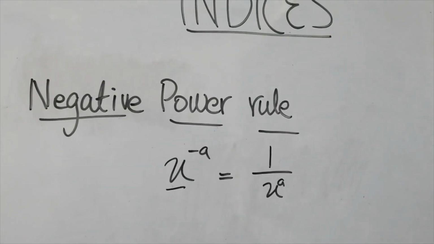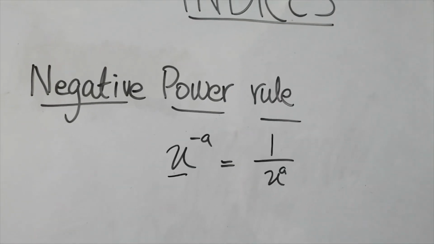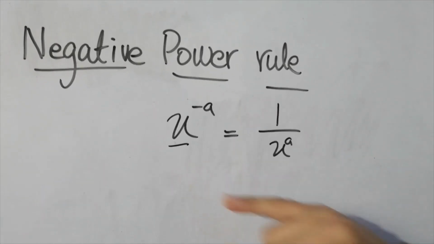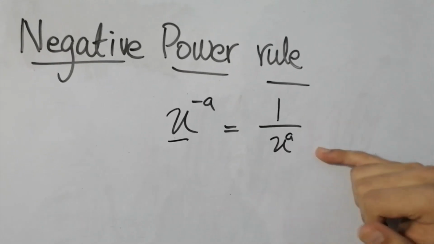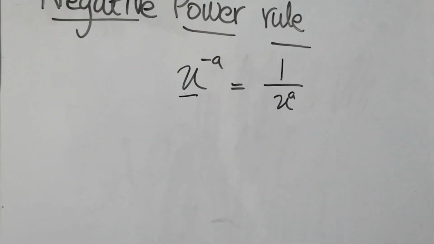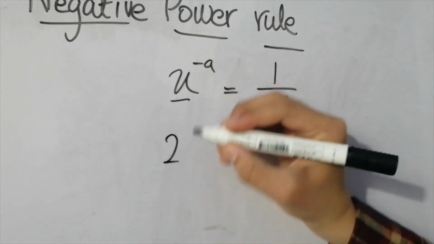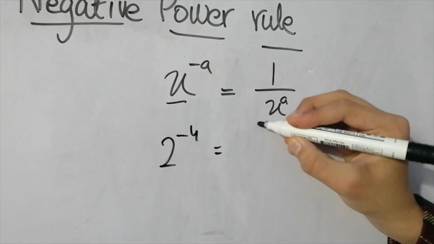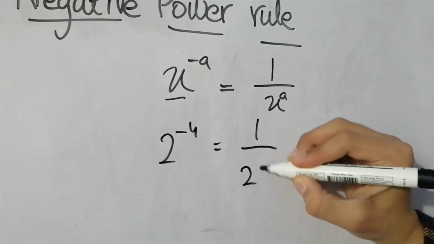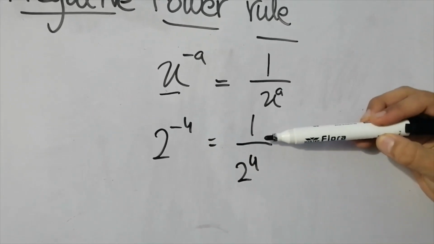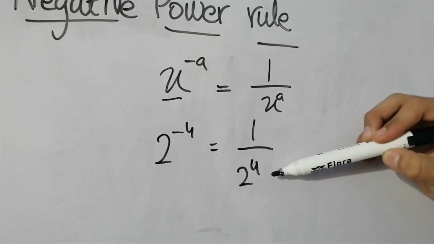This next rule is called the negative power rule. In this rule we see it says x power minus a is equal to 1 over x power a. So if we use an example here, 2 power minus 4, this will become 1 over 2 power 4. So the negative will become positive when it reaches the denominator.